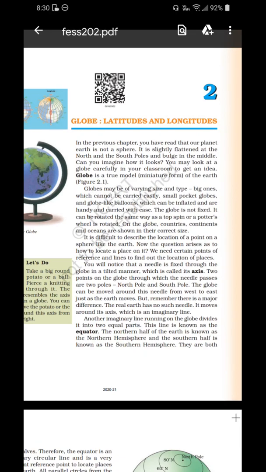Let's do. Take a big round potato or a ball. Pass a knitting needle through it. The needle resembles the axis shown in a globe. You can now move the potato or the ball around this axis from left to right.